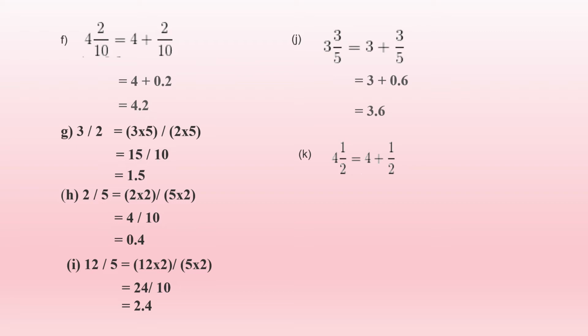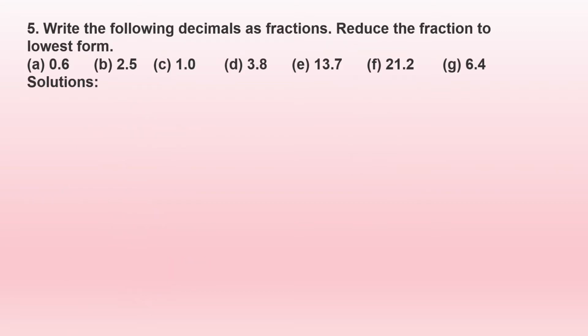Next question, 4 1 by 2. So 4 plus 1 by 2. 1 by 2 is nothing but 0.5. Or we can multiply both numerator and denominator by 5. So 2 into 5, 1 into 5. So 5 by 10. 5 by 10 is nothing but 0.5. So 4 plus 0.5, that is 4.5.